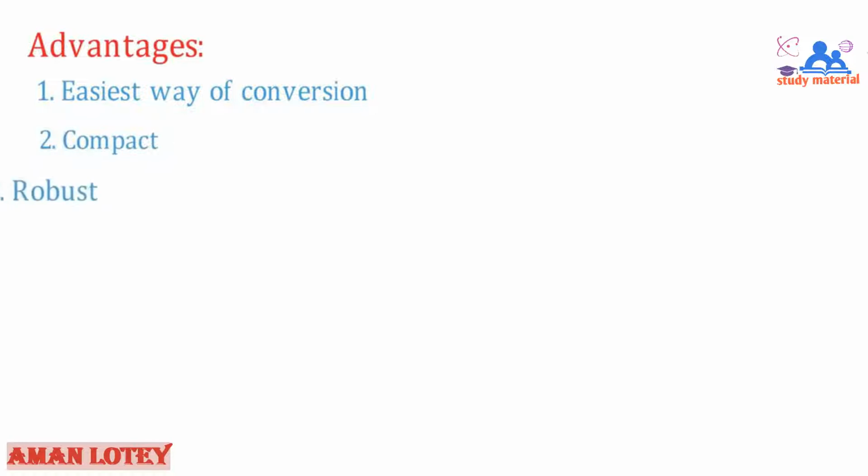Now let us talk about the advantages of rack and pinion. It is the easiest way to convert rotary motion into reciprocating motion, or vice versa. This gear pair is compact in size. It is robust in construction and it is cheaper. Disadvantages: noise in the operation. Rack and pinion always work with friction.